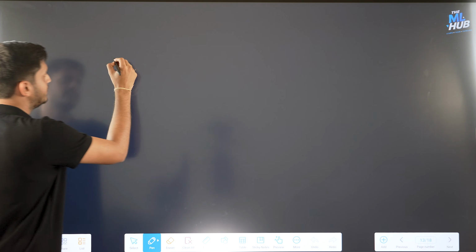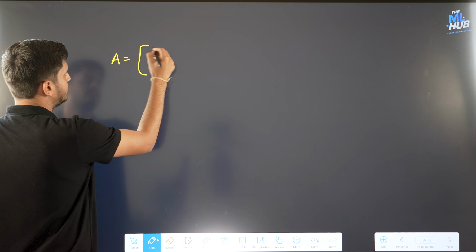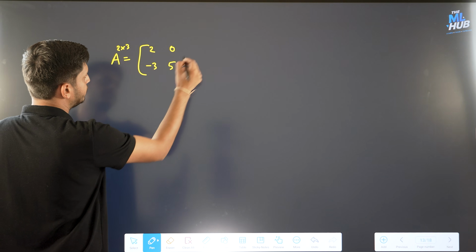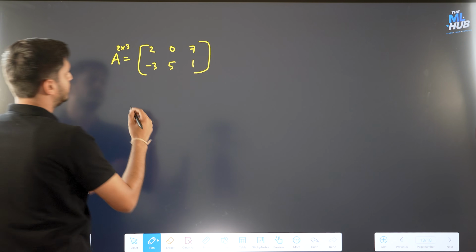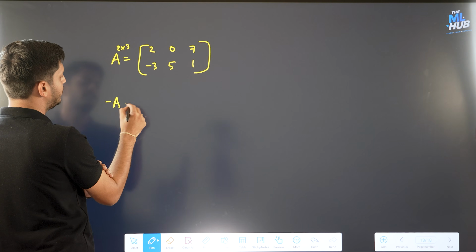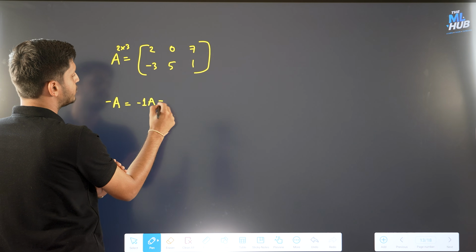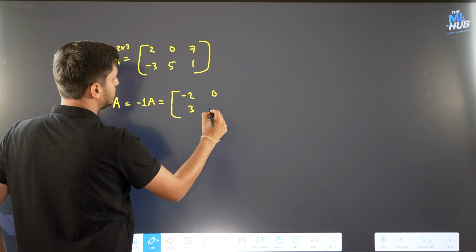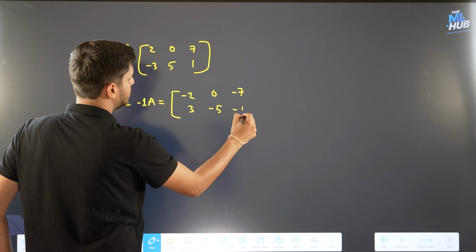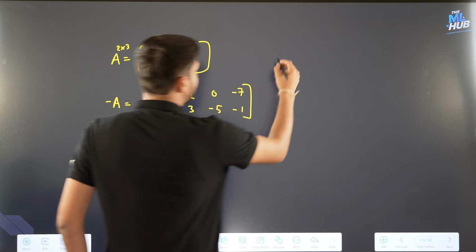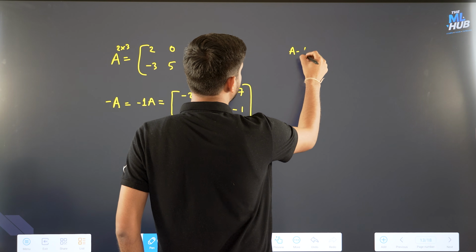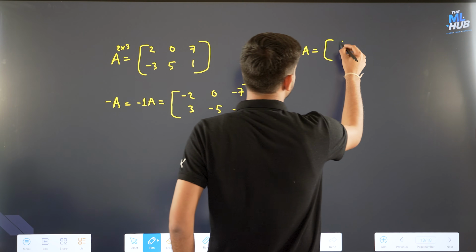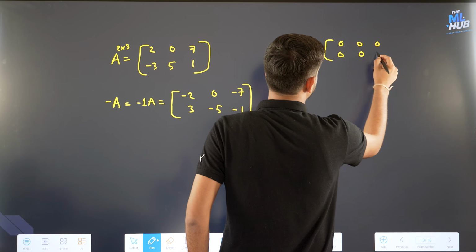So let's say the matrix A is a 2 cross 3 matrix. It is 2, minus 3, 0, 5, 7 and 1. So the matrix minus A will be nothing but minus 1 into A. So every element is multiplied by minus 1. So you will get minus 2, 3, 0, minus 5, minus 7 and minus 1. We already know that if you just directly perform subtraction, which means if you do A minus A, you subtract the same matrix from itself, you will get the 0 matrix. We already know this thing.